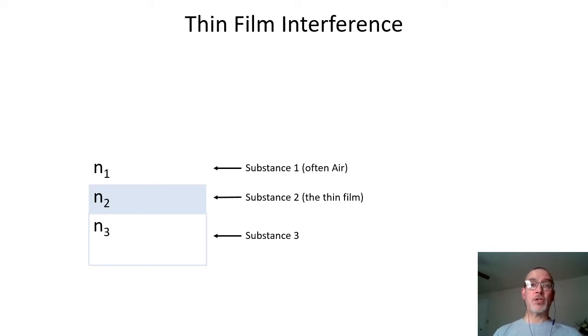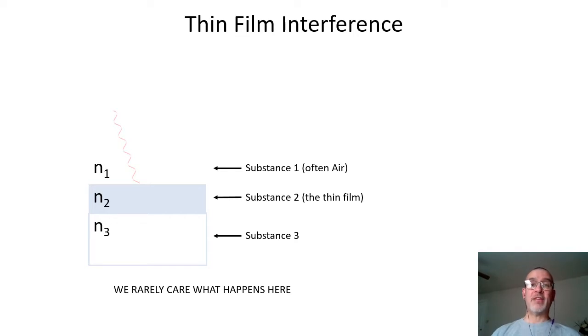With the second situation, with the oil on the water, we could have air on the top, and then oil is your second level, and then water is your substance three. So we're going to have three substances. In the case of Newton's rings, N1 is air, N2 is the glass itself, and N3 is another layer of air. So each one of these is a situation where we have a thin film in between two other substances. Now, we are rarely going to care what happens after N3. So if there is an N4, just ignore it. Don't worry about what's going on afterwards.